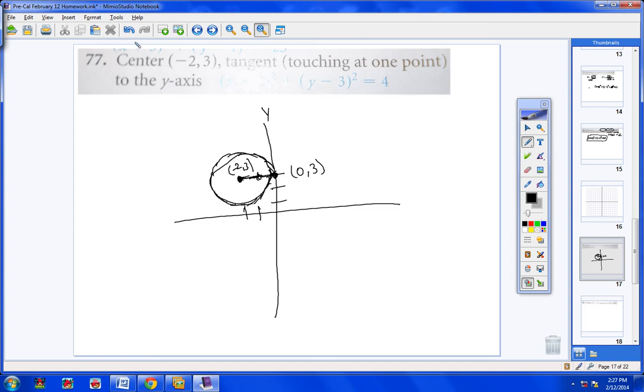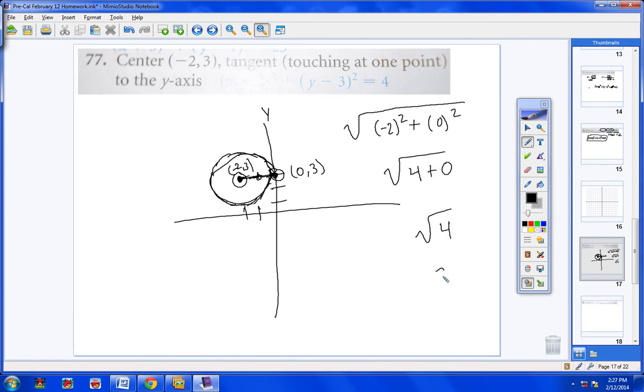Now, if you don't like what I just did there and you want to use the distance formula, please feel free to, no problem. Using this point here and this point here, I'm going to find the distance, and that will give me the radius. So I would have x minus x, -2 minus 0 would be -2 squared, plus 3 minus 3 would be 0 squared. -2 times -2 is 4, plus 0 squared is 0, 4 plus 0 is 4, and the square root of 4 is 2. So there's the distance. I found the radius.